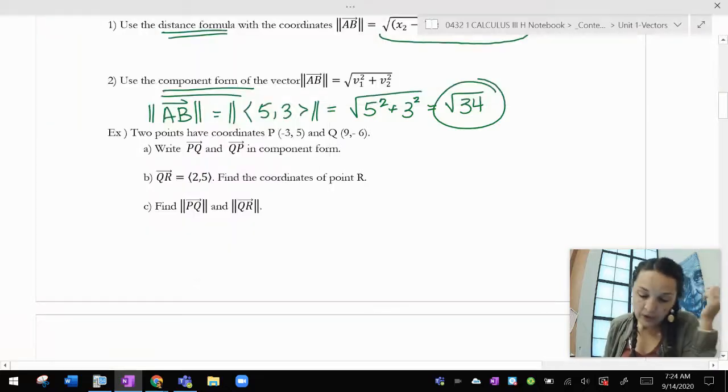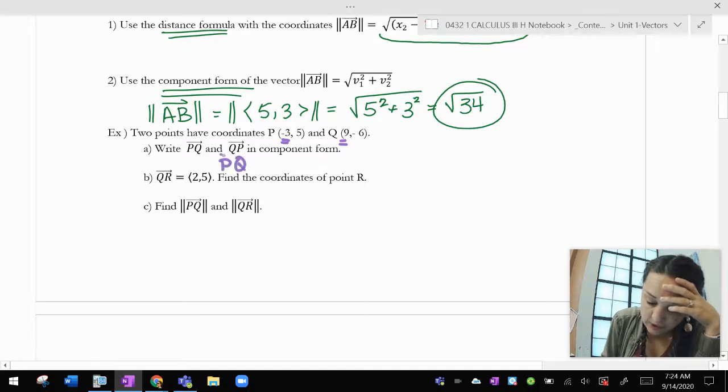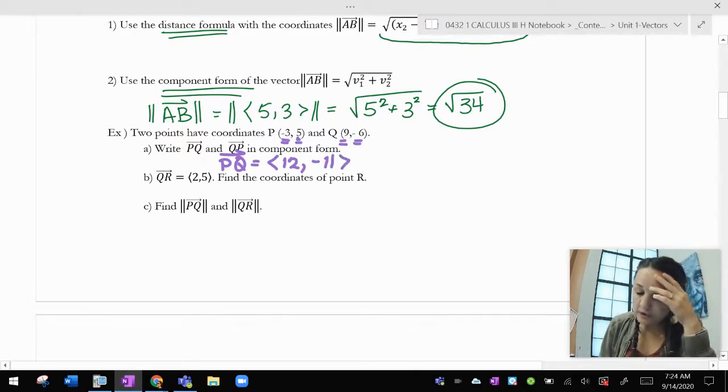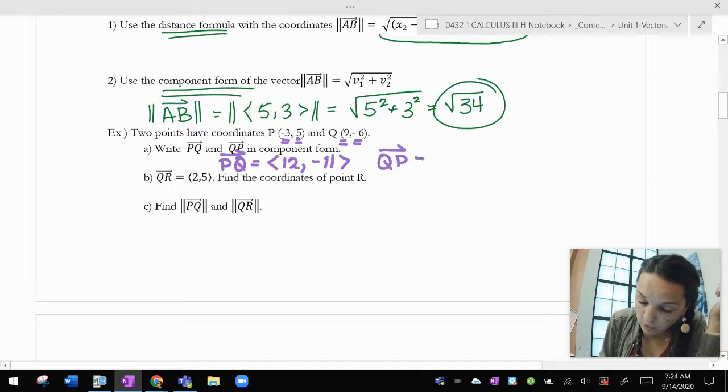If you think you need help, you can watch me go through it, which I'm going to do right now in purple. All right, so if I want PQ, -3 up to 9 is an increase of 12. So PQ is 12, 5 to -6 is a decrease of 11. So PQ is <12, -11>. QP is just the negation of that. So QP is equal to the negation of PQ, which is going to be <-12, 11>.